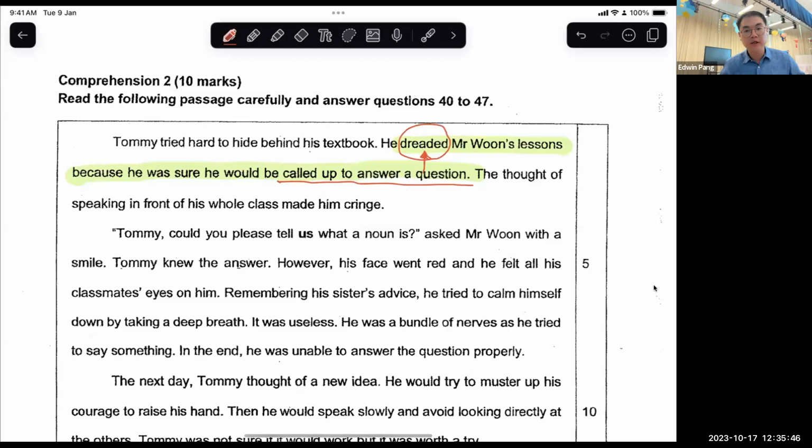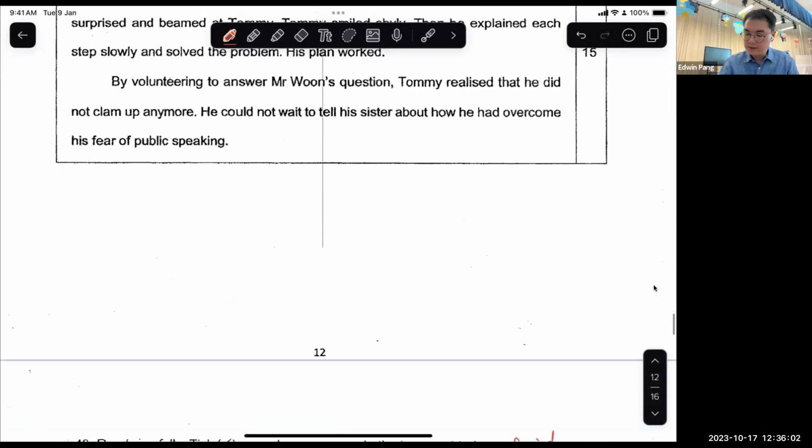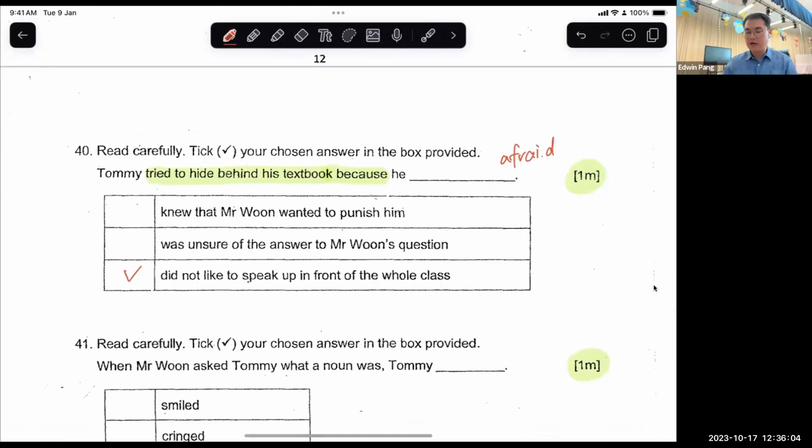Okay, we learned this word in Heartbeats in the Dark, remember? About the dreaded death, right? That was our hero's cousin, right? The bully who was his cousin, right? So dreaded. Okay, so this is a familiar word to all of us. Therefore, the answer is he did not like to speak up in front of the whole class, right? Because he didn't want to answer questions in front of everybody. Okay. Did all of you get this correct? Most of you get this correct?